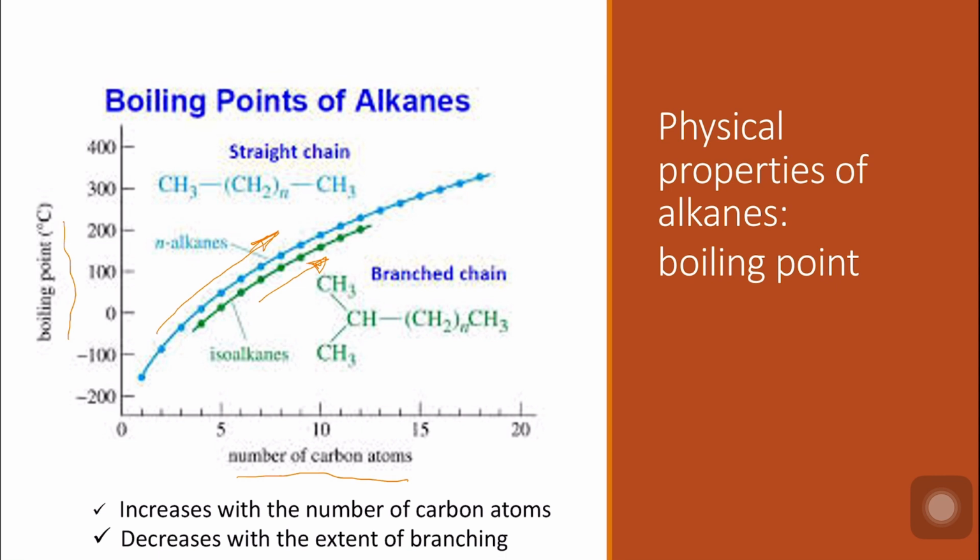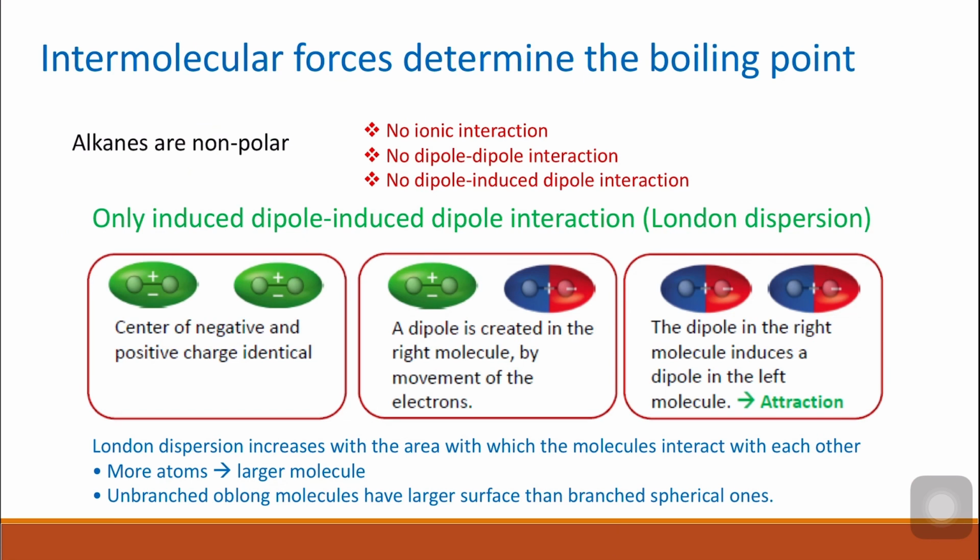If you are comparing, for example, butane and isobutane, isobutane has a branched chain, it's a branched alkane. You will find that butane has a higher boiling point in comparison with isobutane. So why do you think the trend is like this? Why does the increase in the carbon atoms increase the boiling point, and why does the branching reduce the boiling point? This is because of the intermolecular forces.